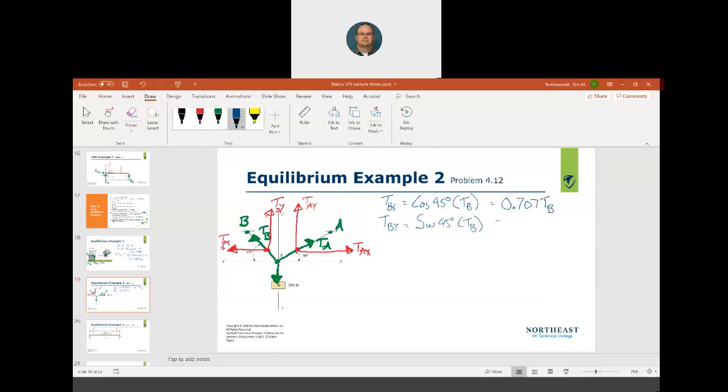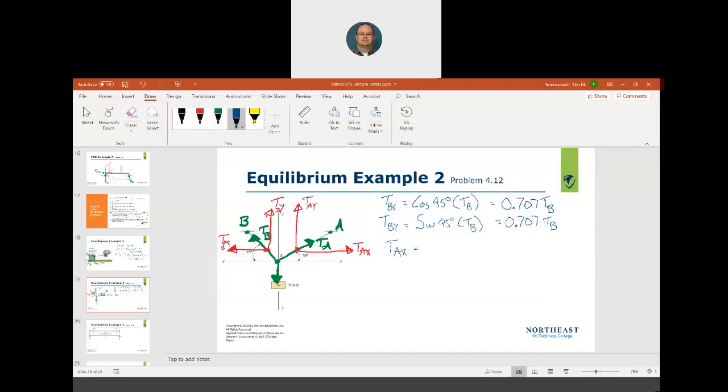TB. So the sine of 45 and the cosine of 45 are the same. Okay, one variable. We want TB in the form of the hypotenuse, so we don't have too many variables. Okay, so let's solve TA.